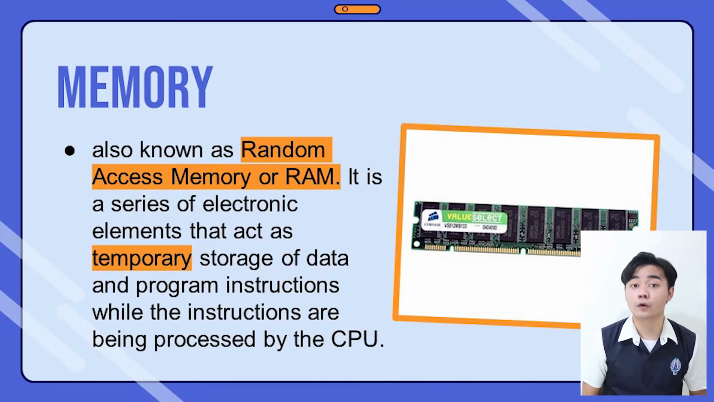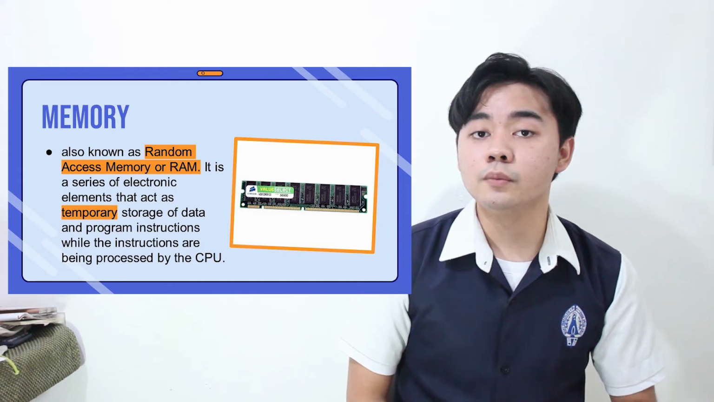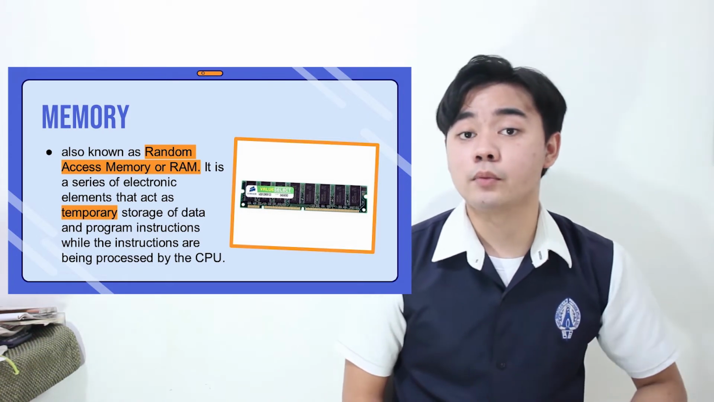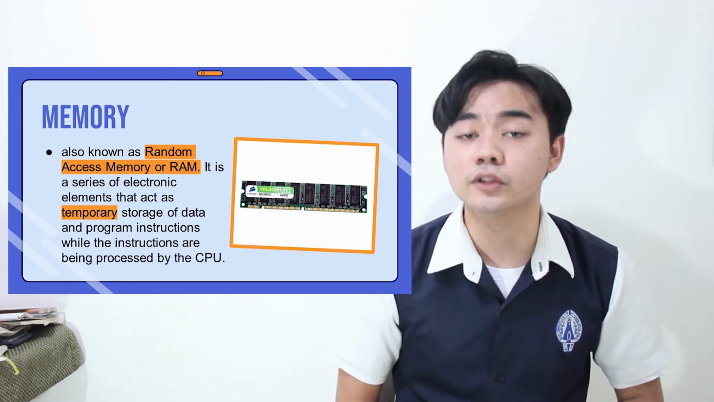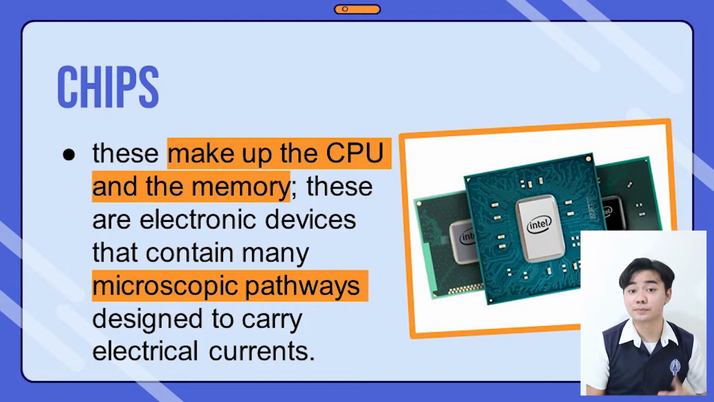Ang next ay memory or random access memory, also known as RAM. One key to understanding RAM is that it is a volatile memory, meaning nagre-require ito ng electrical current upang ma-store ang data. Kaya naman kapag pinatay mo ang isang computer, all data are erased. Kumbaga, RAM ang rason kung bakit tayo nakakapagbukas ng mga applications at nakakapag-multitask at the same time. Next ay chips. Ito naman mostly made up ang mga computers. Meron itong mga microscopic pathways na kung saan dumadaan ng mga electrical currents at dito rin dumadaloy ang mga data.